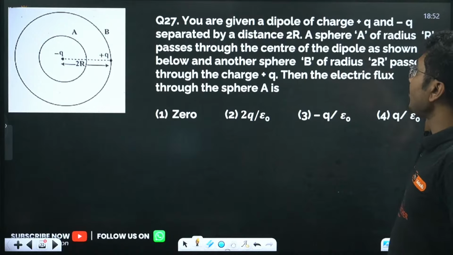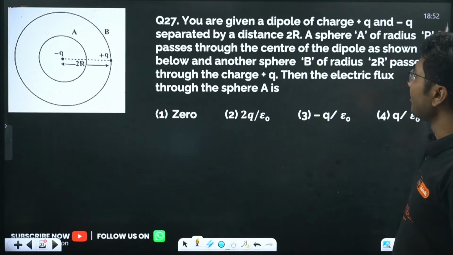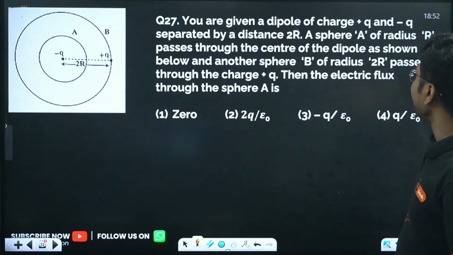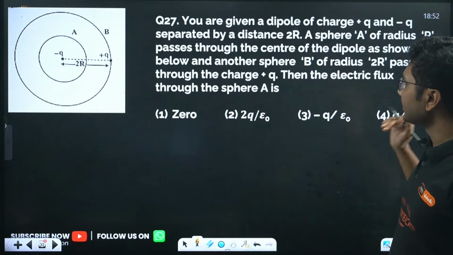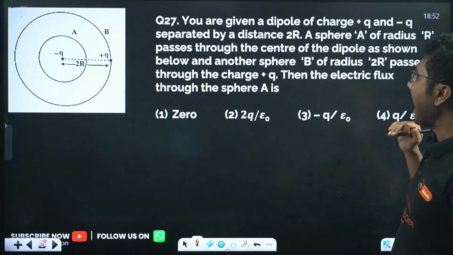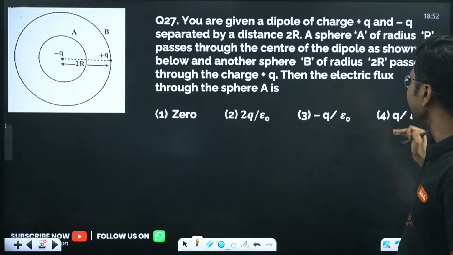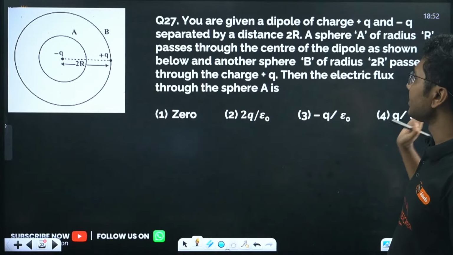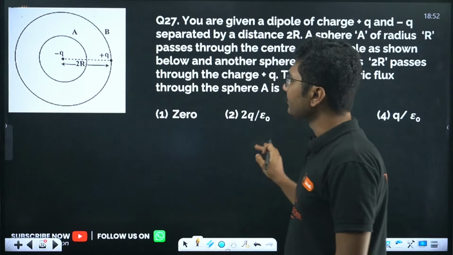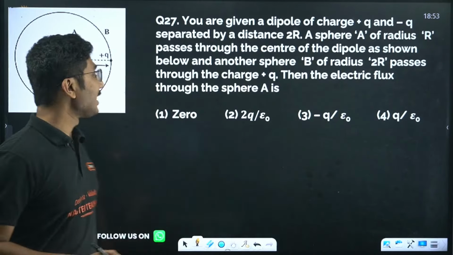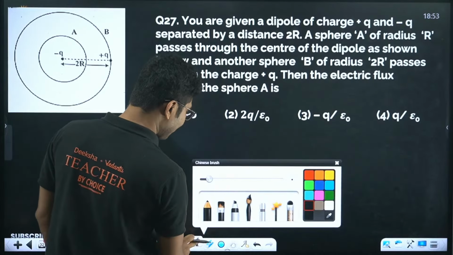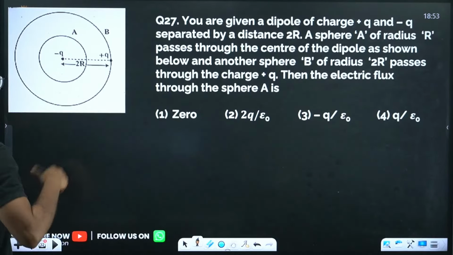You are given a dipole of charge plus Q and minus Q separated by a distance 2r. A sphere A of radius capital R passes through the center of the dipole as shown below, and another sphere B of radius 2r passes through the charge small q. Then the electric flux through the sphere A is... Here we have another very similar question. If you were able to answer the previous question, you should be able to answer this one as well.